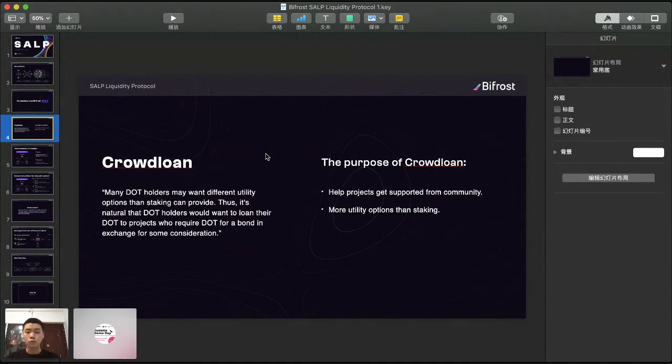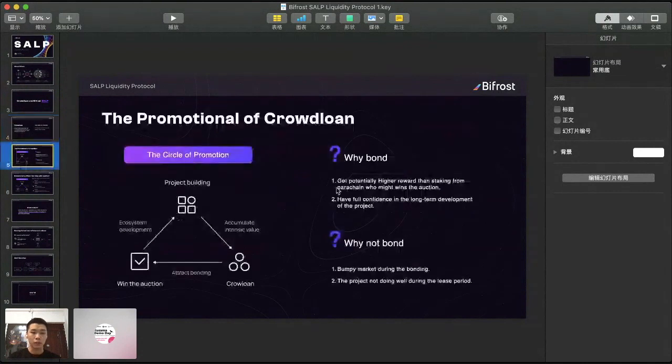These two are the utilities of DOT and Kusama currently, but Crowdloan provides another one besides staking, right? We can say that the brilliant design of Crowdloan is that it can easily connect different characters, projects building Crowdloans, and they can win the auction. They can connect users, projects, and the ecosystem among them.